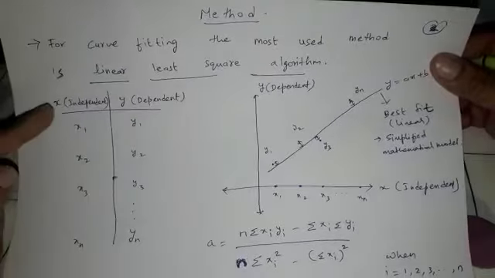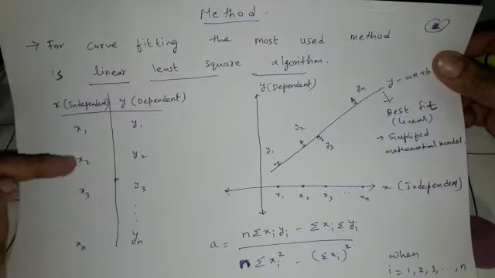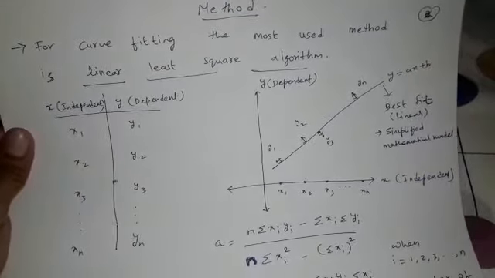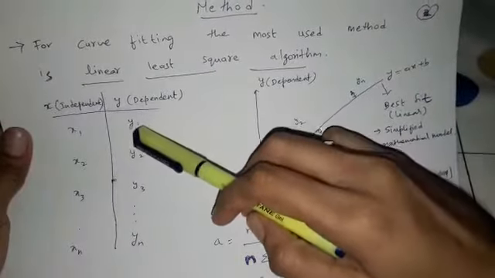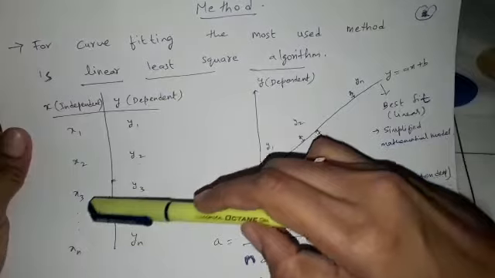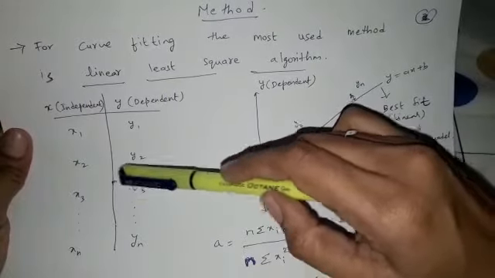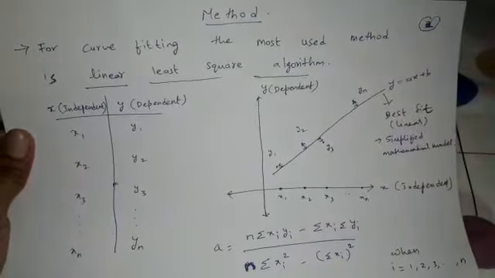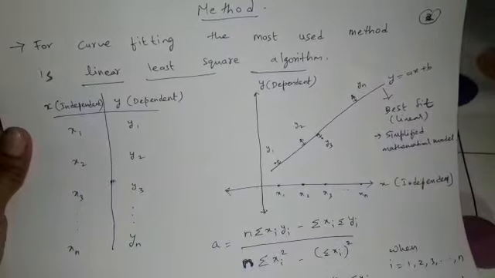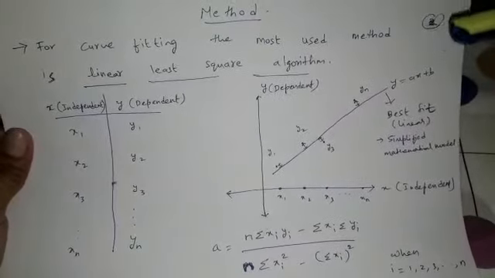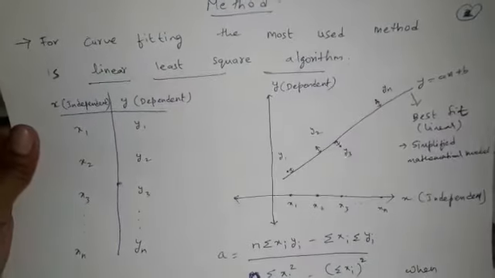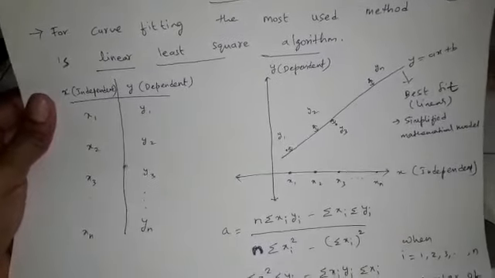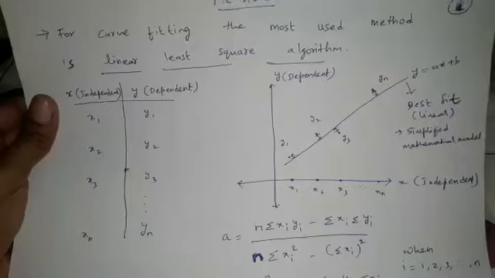Suppose you have independent variables x1, x2, x3, up to xn, and dependent variables y1, y2, y3, up to yn. At x1 the value of y is y1, at x2 the value of y is y2, and at x3 the value of y is y3, and so on. So these are your independent variables and these are your corresponding dependent variables. I'm not going into the algorithm because this algorithm was given like 100 years ago, so discussing the algorithm is of no use. We will directly come to the method.